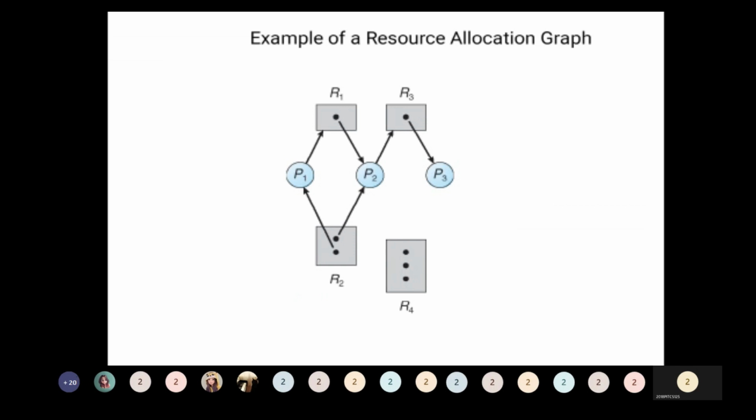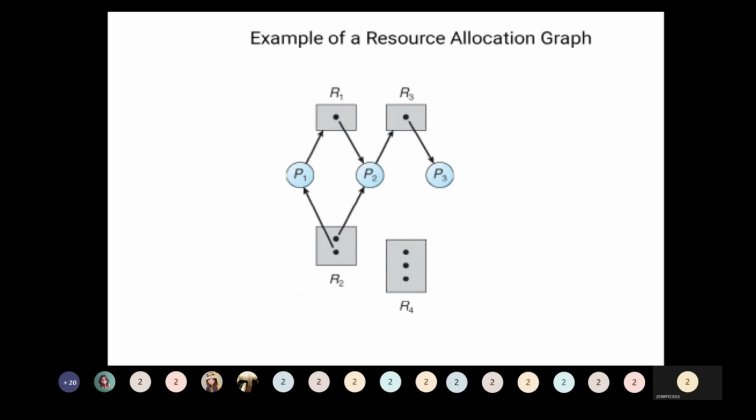So from this graph we can see that there are three processes P1, P2, P3. There are four resource types R1, R2, R3 and R4. R1 contains a single instance. R2 contains two instances of the resource type. R3 contains a single instance. R4 contains three instances. So here resource R1 is already assigned to P2. You can see that from the directed edge from resource to process P2. Similarly, P1 is requesting resource R1. It is called the request edge.